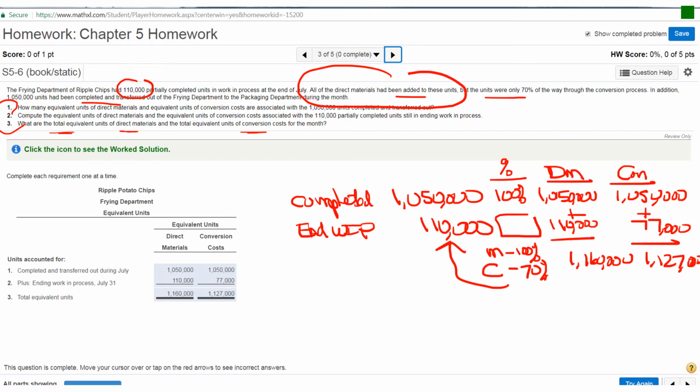If you go back and look at the requirements of the problem, part 1 says how many equivalent units of direct materials and equivalent units of conversion costs are associated with the 1,050,000 units. Essentially that's this part right here, 1,050,000. Part 2 says compute the equivalent units of direct materials and conversion associated with the 110,000. That's essentially the 110 and the 77. So that's basically this part right there. I'm going to circle that. And then finally, the total of all equivalent units is this bottom row right there, which is the 1,160,000 and the 1,127,000.